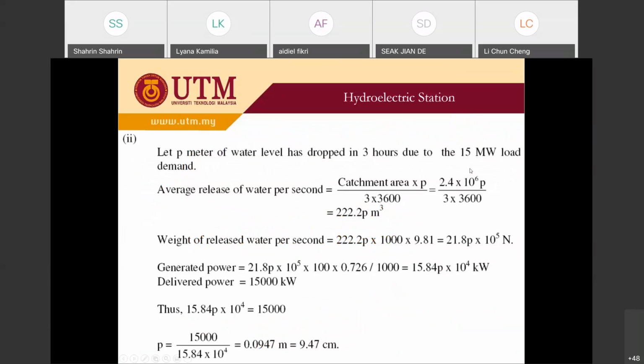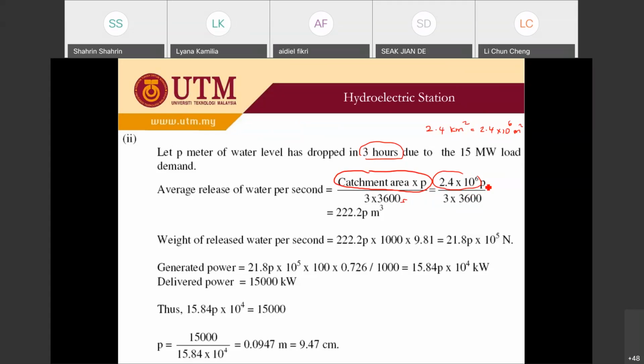So this is actually the volume. But since this is used for 3 hours, you need to divide by 3 and multiply with 3600 seconds. So the catchment area is 2.4 kilometer square, which is 2.4 multiplied by 10 to the power of 6 meter square. That's why we have 2.4 power of 10.